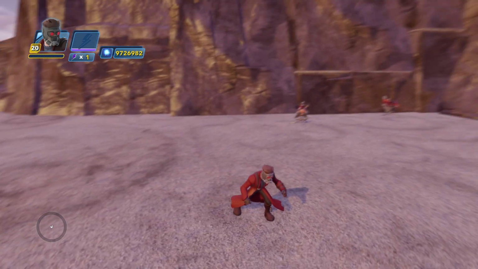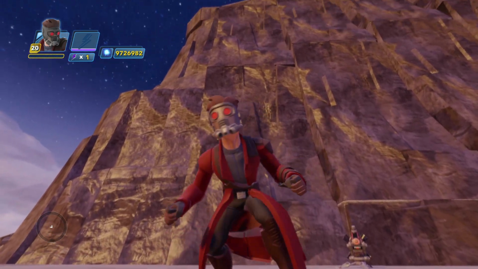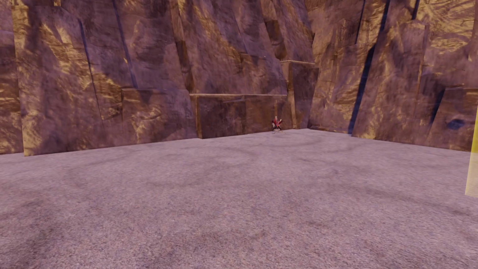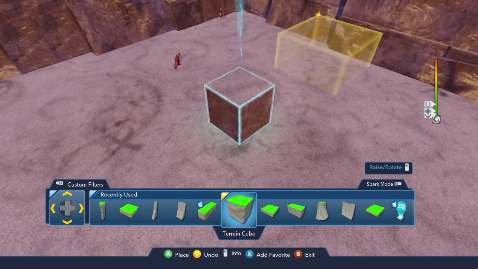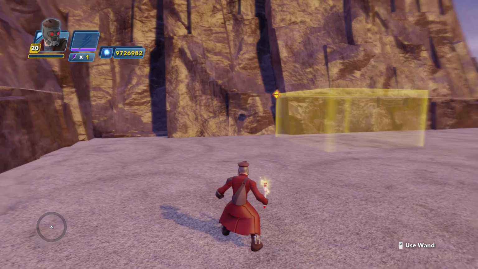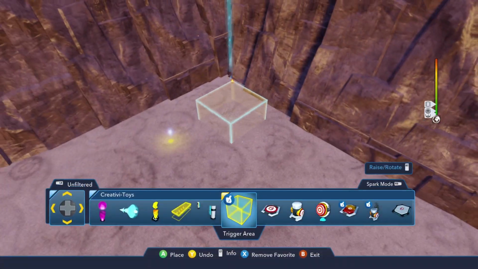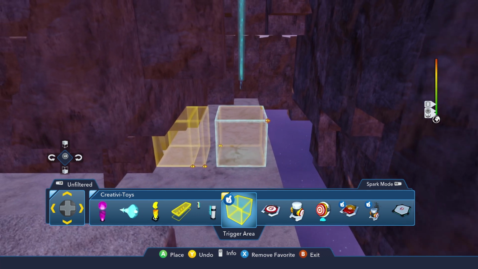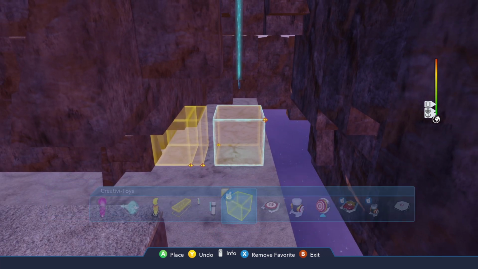And now look what happened. I was using the spark. Apparently you can use the wand if you encounter that glitch. Apparently you can still use the wand. Alright, so I moved that, but now you're gonna see one. See, they're both there, right?